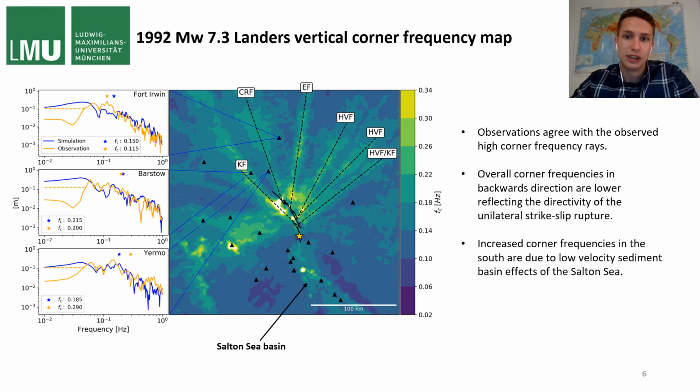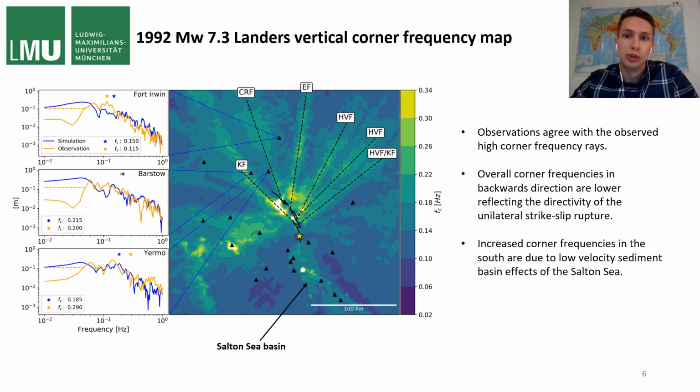but this station lies on a high frequency wave, and therefore we infer that the observations agree with the high corner frequency waves of our simulation. In this plot, we can also see that the corner frequencies in rupture backwards directions are overall lower, which reflects the directivity of the unilateral strike slip rupture.